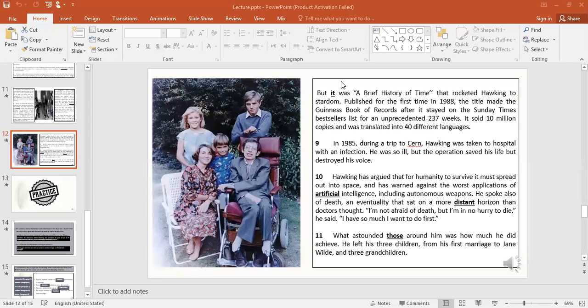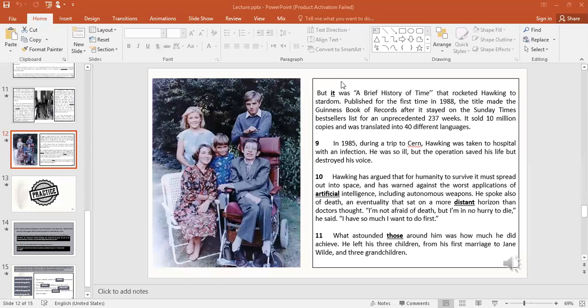So it was A Brief History of Time that rocketed Hawking to stardom. What do you mean by a rocket? He made him famous. What do you mean by the word rocket? What is a rocket? You don't know what a rocket is even in Arabic? Rocket, صاروخ? Yes, thank you. So it rocketed Hawking to stardom. It means it took him directly, very quickly, to stardom.